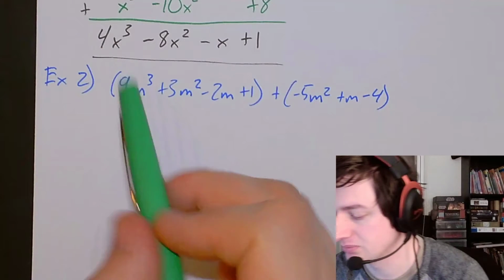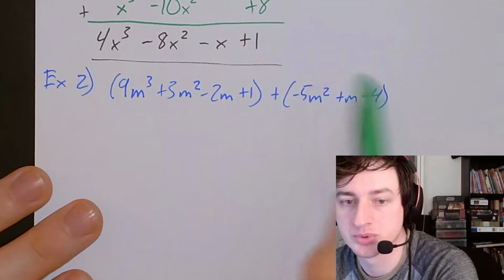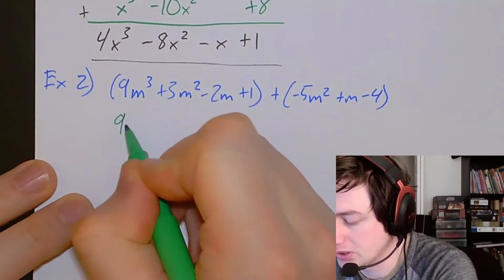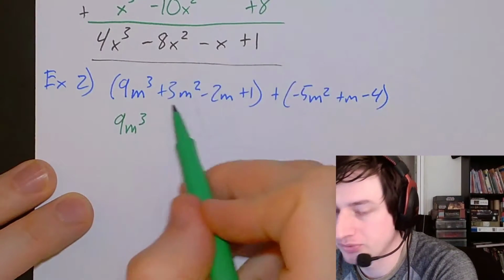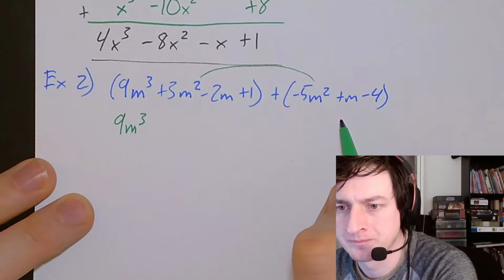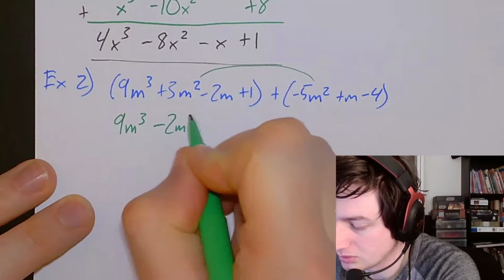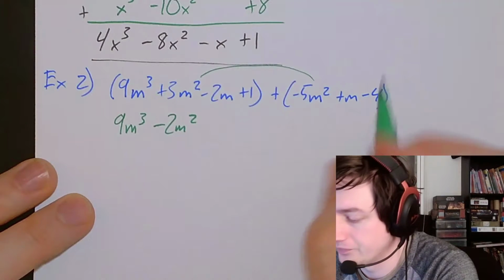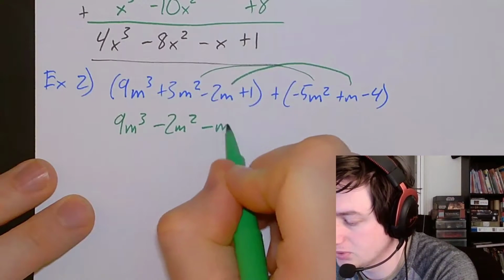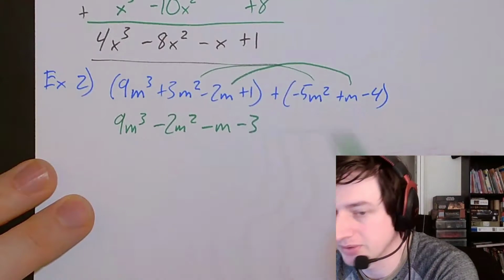So does m cubed have another m cubed over here that we're going to combine it with, either addition or subtraction? Nope. So we would just write 9m cubed. And then 3m squared goes with this negative 5m squared. Those two go together. So 3 minus 5 is a minus 2m squared. And then these two go together. Negative 2m plus an m is a minus an m. And then 1 minus 4 is minus 3.